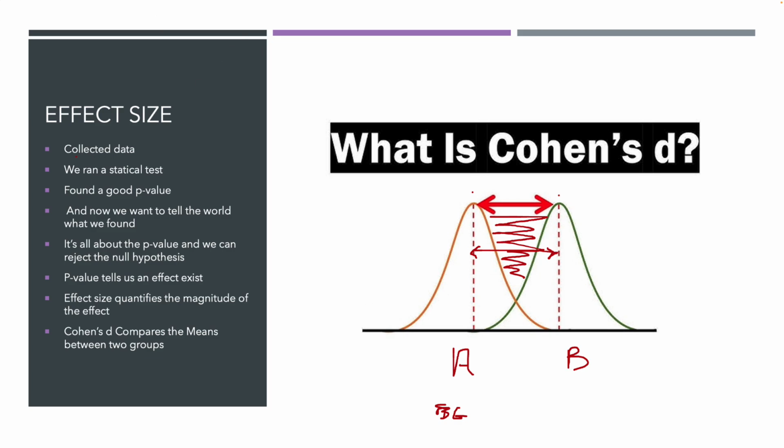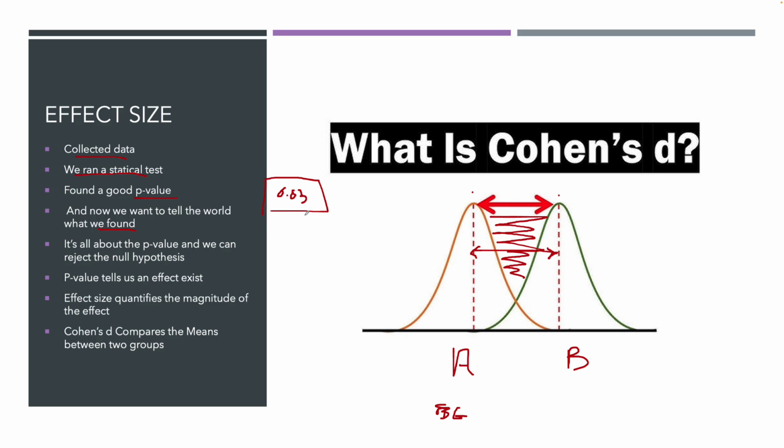So we collected data, right? I'm just kind of reviewing so we can go back to what we've talked about in the past. We ran a statistical test or several statistical tests. We found a good p-value. So, wow, okay, we got something here. We have, let's say, 0.03. That's a good p-value. And now we want to tell the world what we found. We want to say, hey, we really found something here. It's really exciting. It's all about the p-value, right? So we got a good p-value, and now we can say, yep, I'm going to reject the null hypothesis.